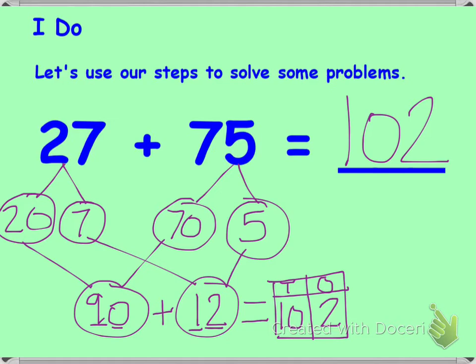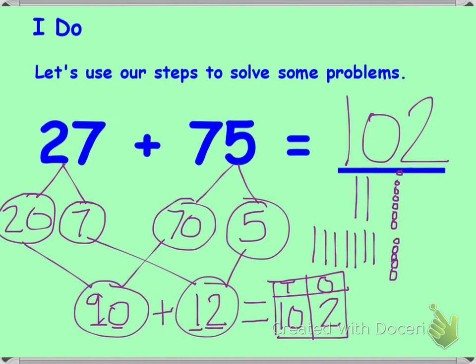Now again, if you're not very comfortable just doing the number bunch strategy, I still want you to do this strategy that I'm showing you, but check it by doing a picture. So you can do 27: 10, 20, 21, 22, 23, 24, 25, 26, 27. Then you do 75: 10, 20, 30, 40, 50, 60, 70, 1, 2, 3, 4, 5.